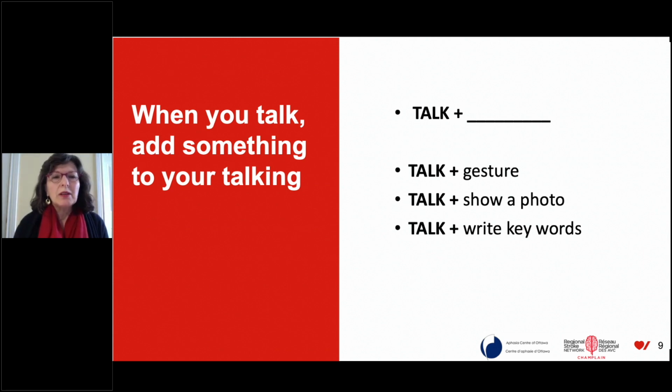So first of all, think of it this way. When you talk, you need to add something to your talking. So as you're talking normally, you're going to add maybe a gesture. If you're talking about what it's like outside, you're going to possibly show a photo while you're talking to help orient them to what it is you're talking about. And you may write some key words, and I'll explain a bit more about that a bit.